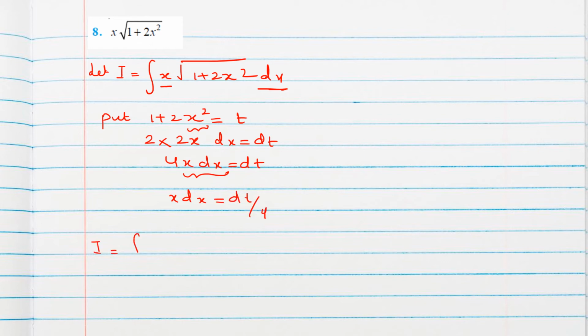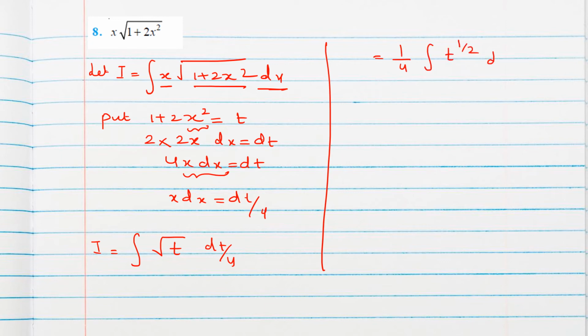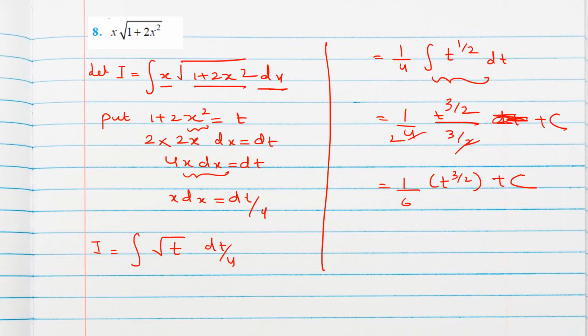Now our integral will become, for x dx we can write dt by 4, and root of this full complete expression we substitute as t. So 1 by 4 we can take out, root t means t power half dt. The power rule we can use for this integral, that is add 1 in power, divide by the same power. So this 2 will go, 1 by 6 t power 3 by 2 plus c. So t is what? 1 plus 2x square power 3 by 2 plus c.